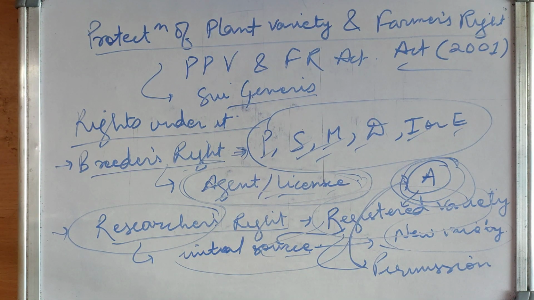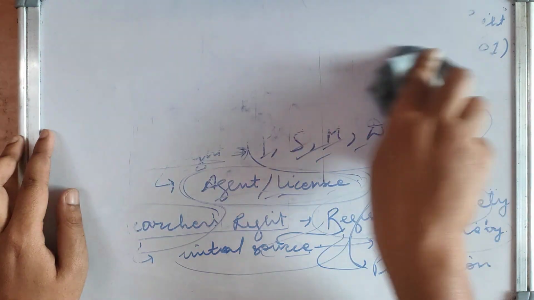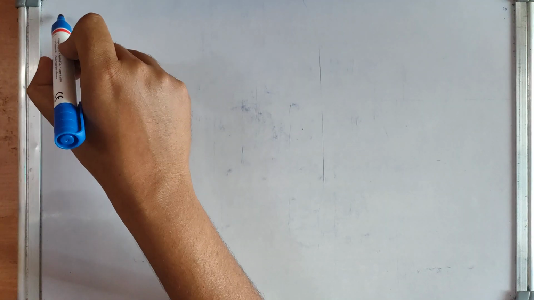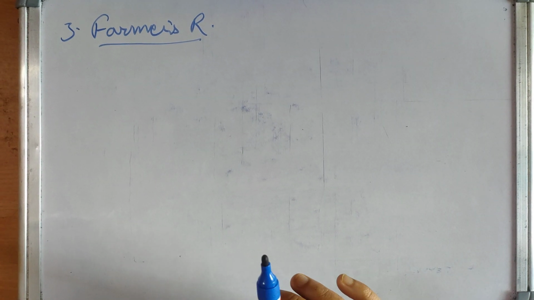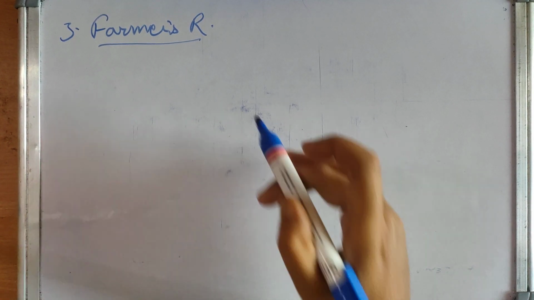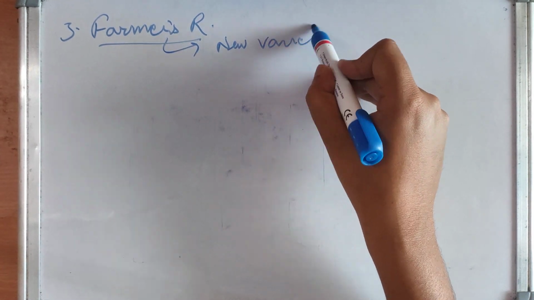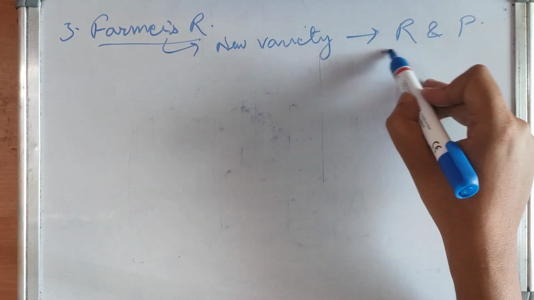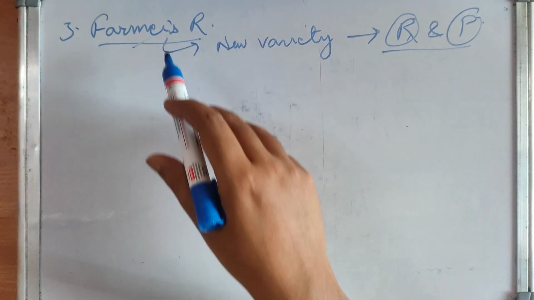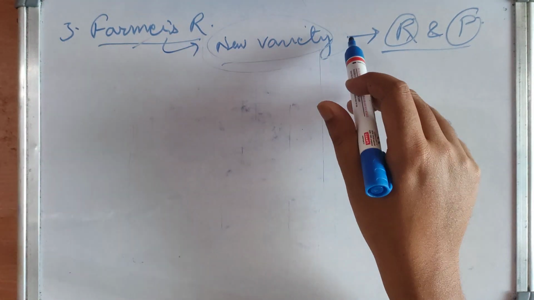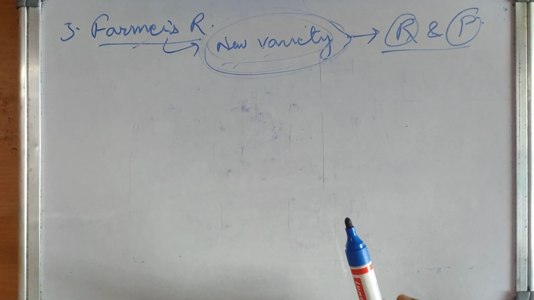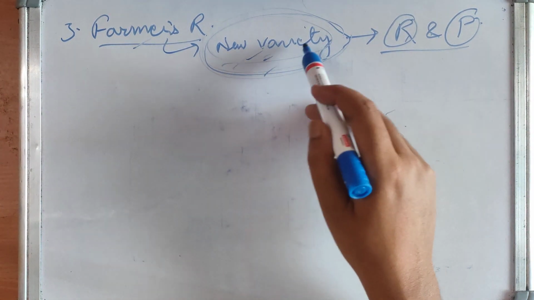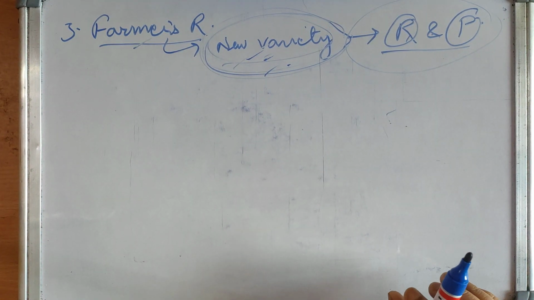Now it also consists of farmers' right. Third one is farmers' right. A farmer who has evolved or developed a new variety is entitled to registration and protection. Suppose a farmer develops a new variety, then he is entitled to registration and protection of this variety, as breeder of this variety. Although he may develop it accidentally or through traditional knowledge, how he develops it doesn't matter. If he develops it, he will be termed the breeder, and he will have the right to register and protect that variety.